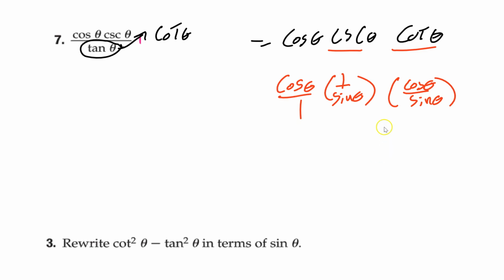So you have this. And look what happens. I get cosine, remember you multiply across, so I get cosine squared over sine squared, which is cotan squared. So that's that one. I thought that was going to be more interesting, but that's what that one looks like.